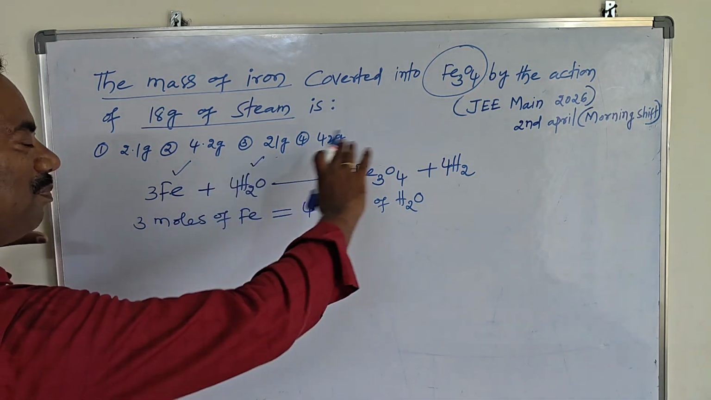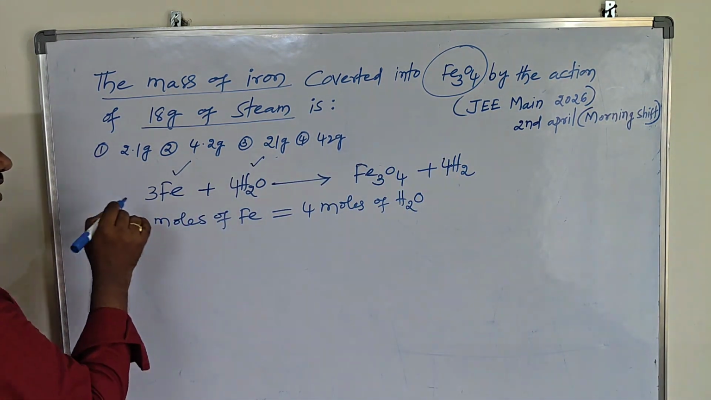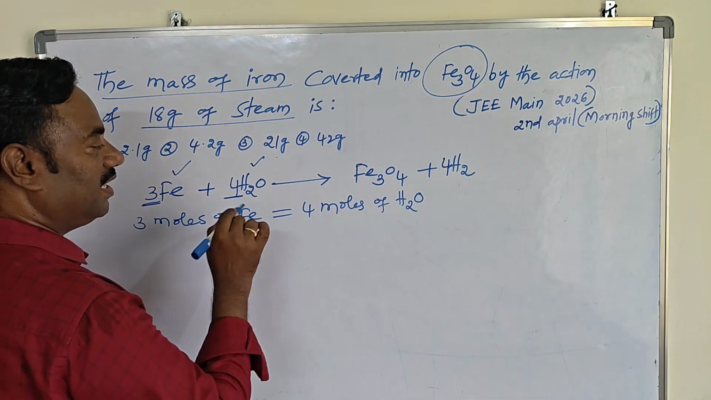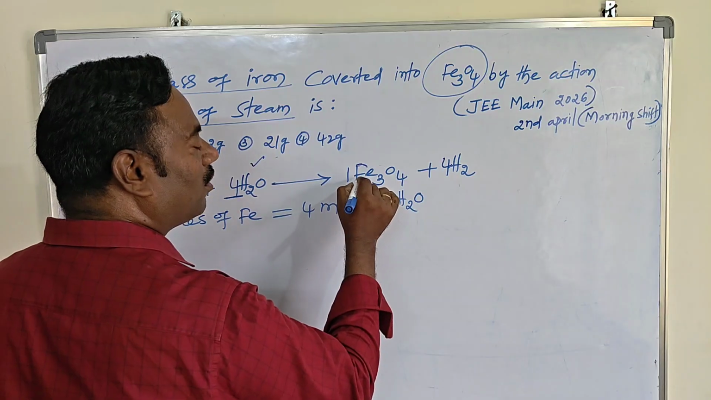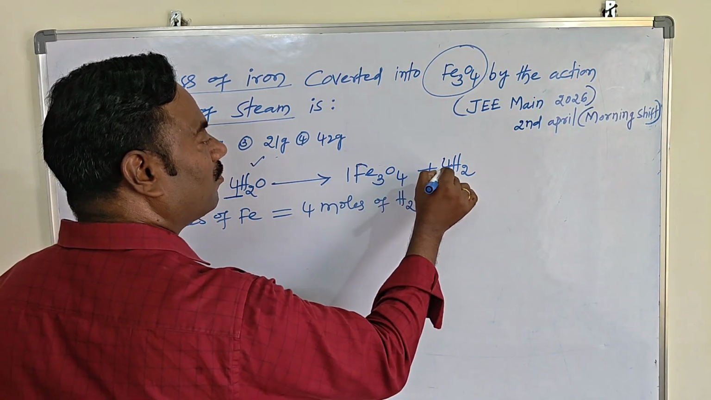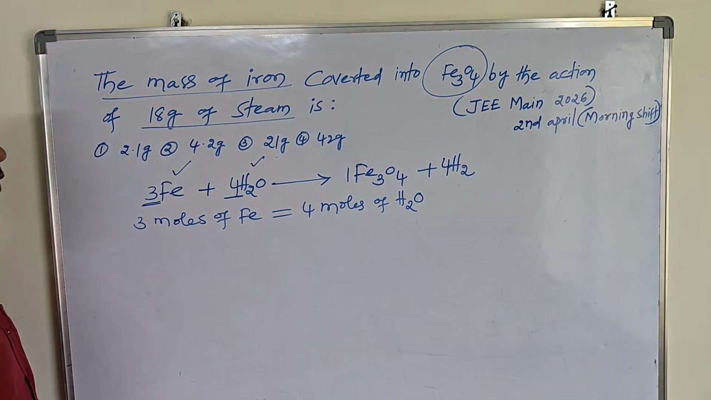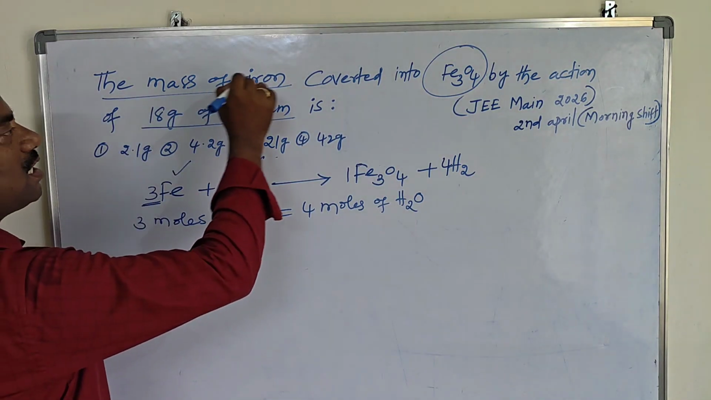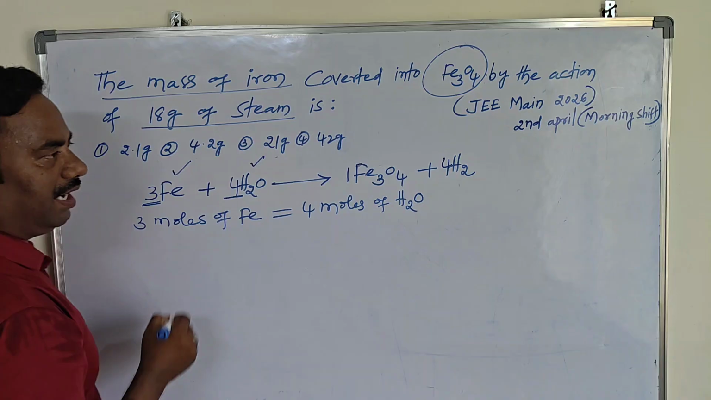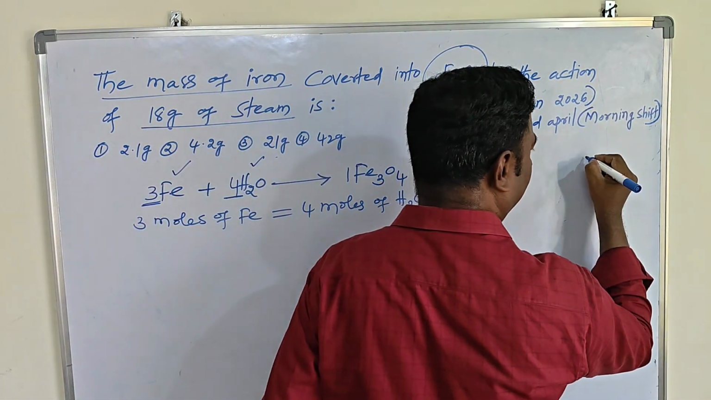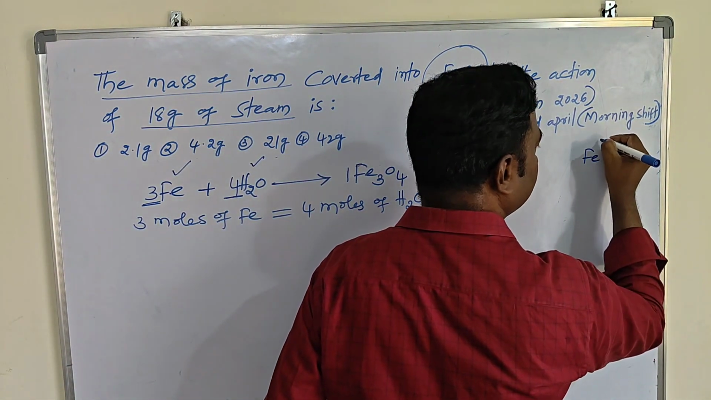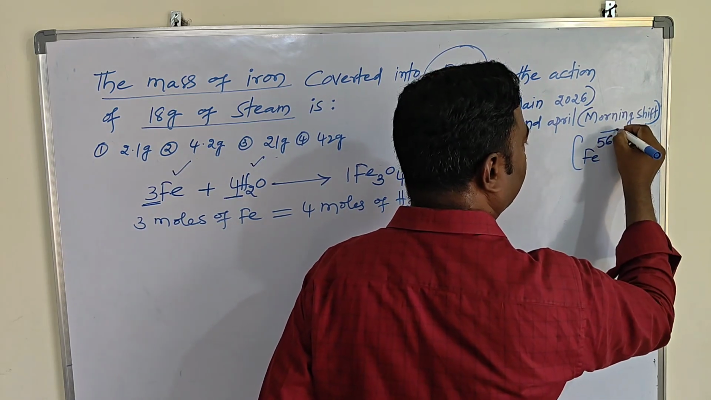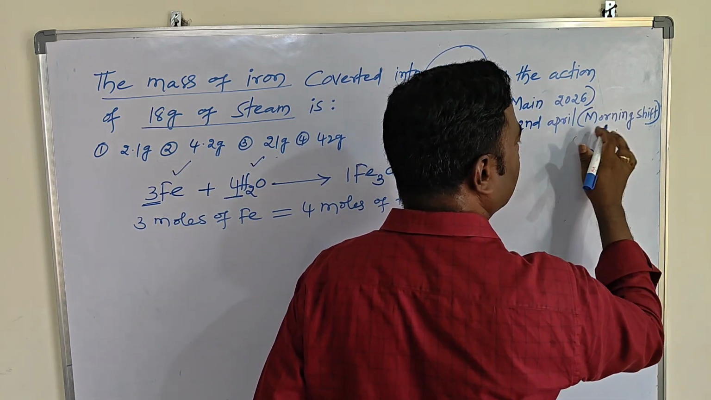What is the meaning of this balanced chemical equation? When 3 moles of iron react with 4 moles of steam, they produce 1 mole of Fe3O4 and 4 moles of H2. We need the mass of iron. Here 3 moles of iron. The mass of iron is 56.